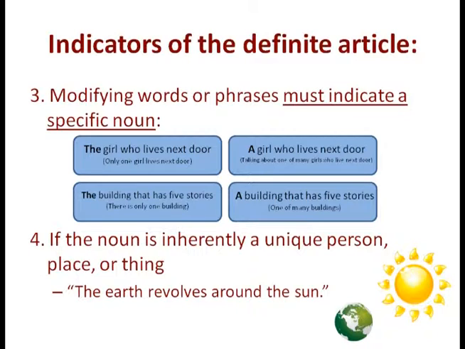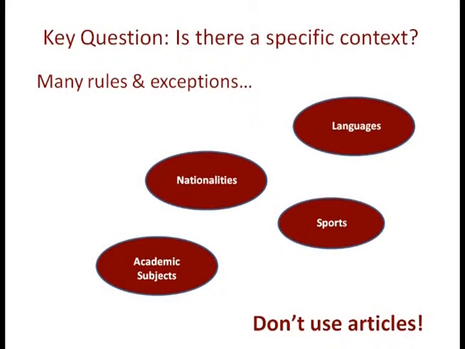Nouns also use the definite article if they are describing a unique person, place, or thing, such as in the sentence, the earth revolves around the sun. Earth and sun are both specific by meaning. In all these examples, the main thing to be sure of is that the speaker and hearer have the same situation or context in mind.